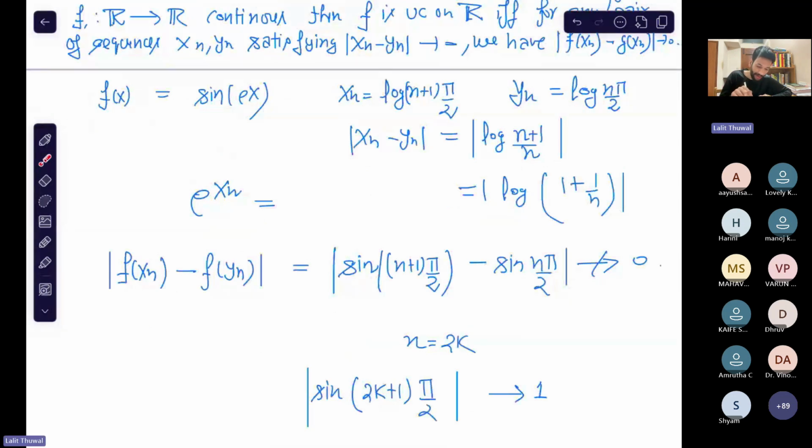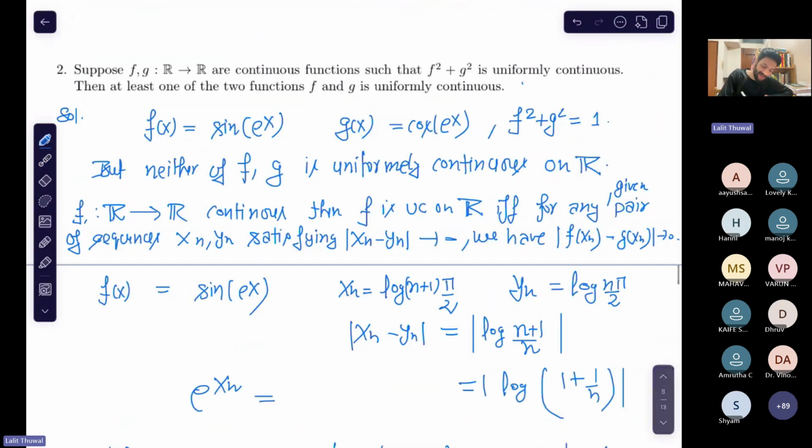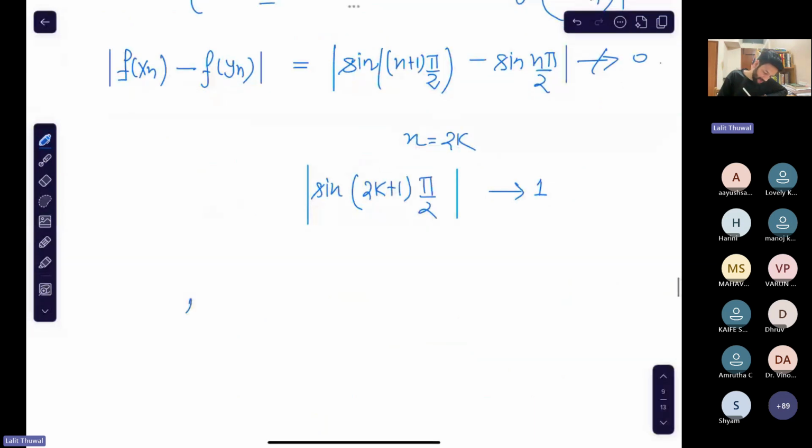Similarly, you can prove that this function is not uniformly continuous, by similar reasoning. So in this way, we see that this is a false statement. We square them and add them, we get a continuous function, but none of f and g is a continuous function.